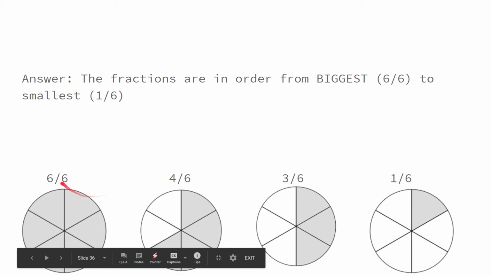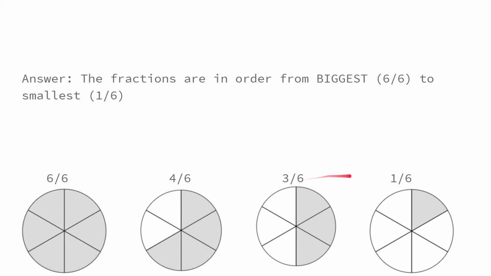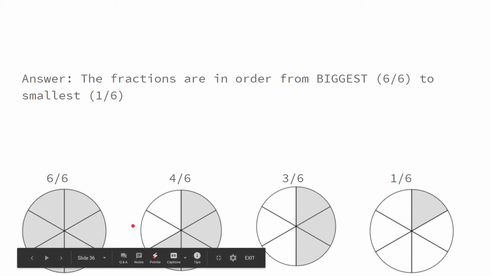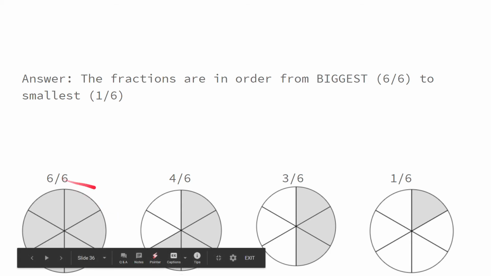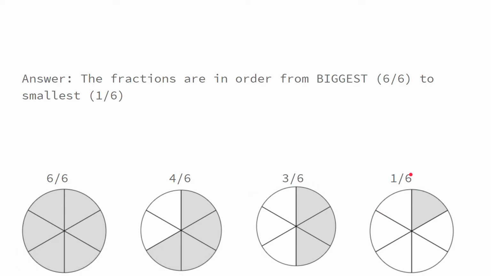And if you notice, our numerators are in order from biggest to smallest numbers. So it goes 6, 4, 3, 1. So that's also a good way to put fractions in order. But remember, when our denominators are the same, when that bottom number is the same.